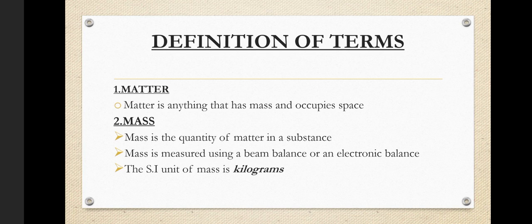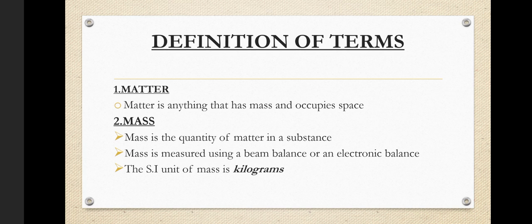Learners, before we proceed, it is important for us to understand some of the terms that we are going to come across in today's lesson. Term number 1 is matter, and matter is anything that has mass and occupies space. Term number 2 is mass, and mass is normally defined as the quantity of matter in a substance.